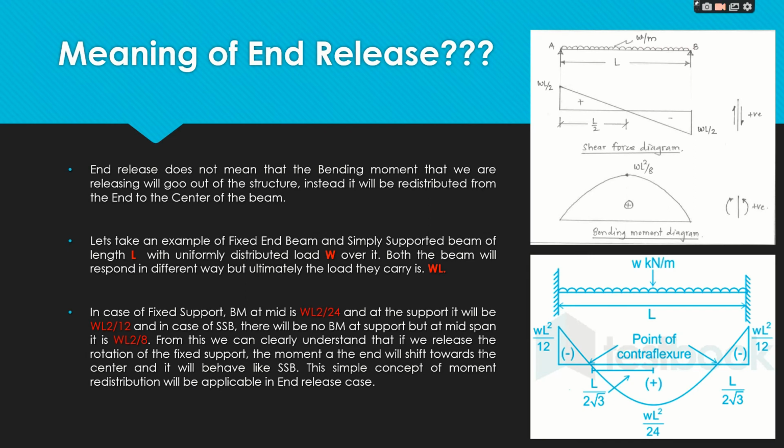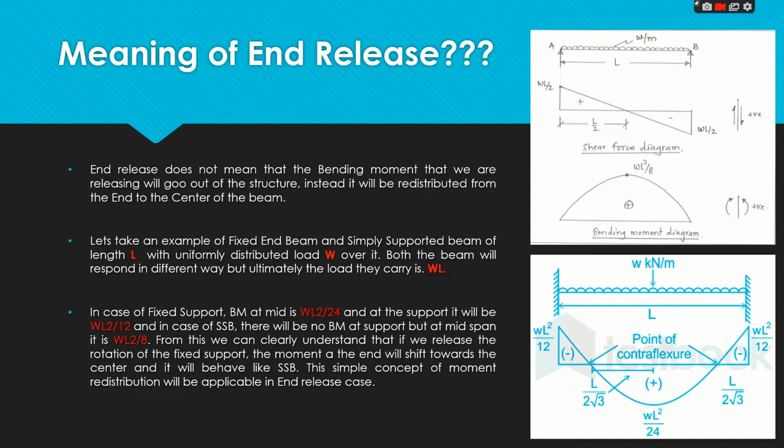In this slide, we will try to understand the meaning of end release. I've taken an example of a simply supported beam and a fixed end beam, both loaded with the same load W unit load per running meter. End release doesn't mean that the bending moment that we release will go out of the structure. Instead, it will be redistributed from the end to the center of the beam.